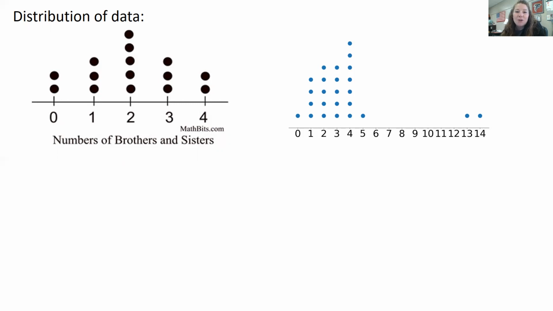But we see that on the one on the right, all of our data is very close together down here on the left. But then we have two outliers way out here to the right. So we would say that this data is skewed right, because if I drew a pattern around these dots, a tail would go off to the right. So we would say that that is skewed right.